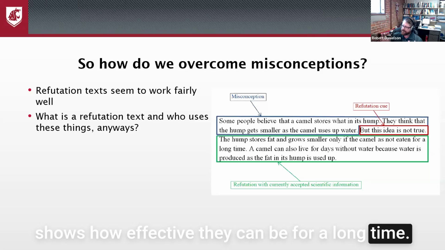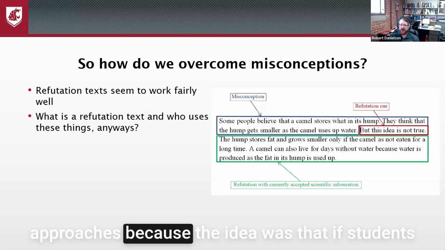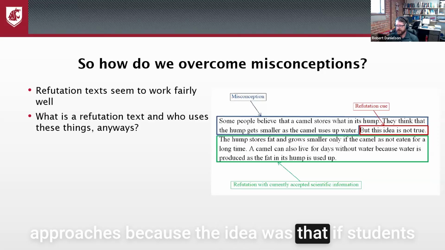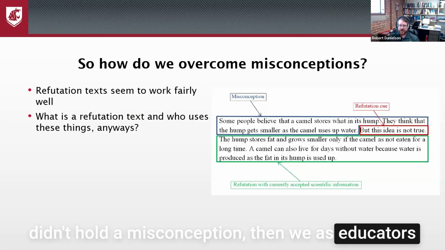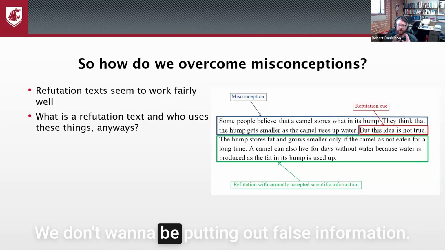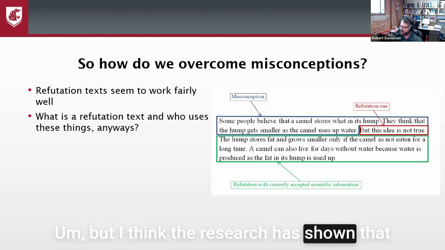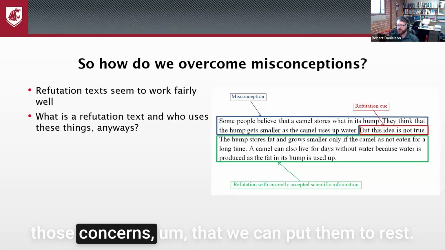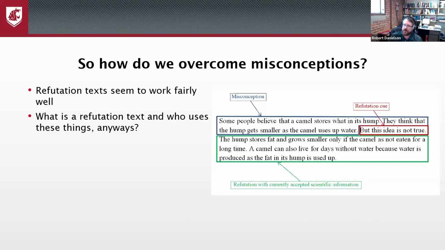For a long time, there's been a lot of pushback on refutational approaches because the idea was that if students didn't hold a misconception, then we as educators don't want to introduce a misconception, right? We don't want to be putting out false information. But I think the research has shown that those concerns, we can put them to rest. So, how do they work?